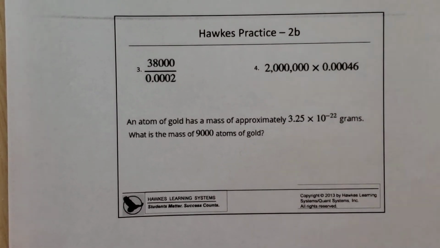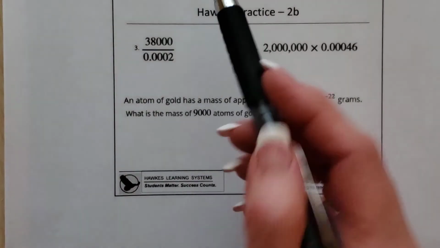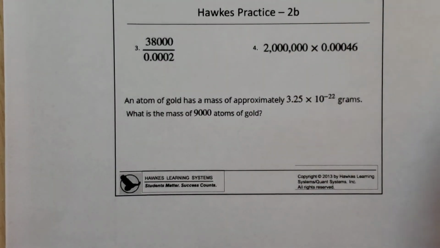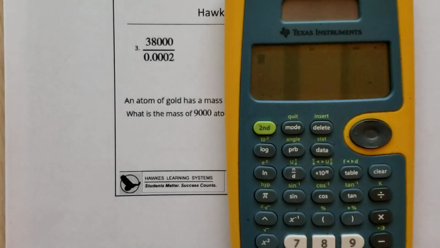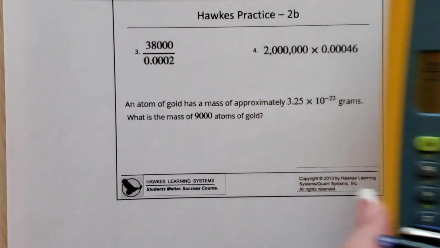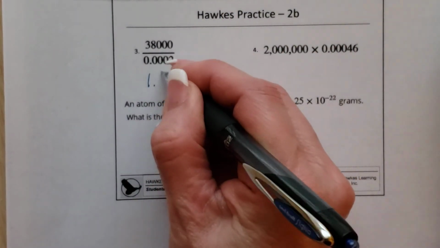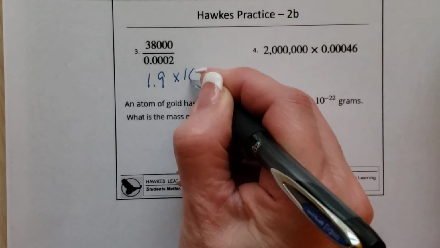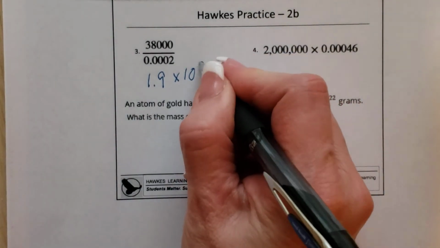All right, guys, we're almost done. 3 more problems and we'll be done. All right, so I have a division problem right here. Since my calculator's in scientific notation mode, I'm going to type it in exactly like I see it. 38,000 divided by 0.0002. Scientific notation mode tells me the answer is 1.9 times 10 to the 8th.